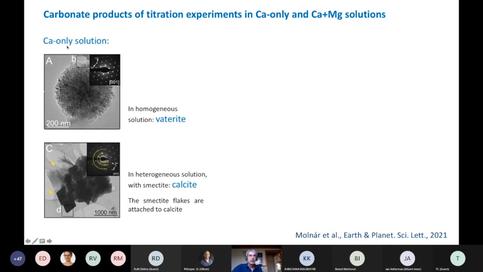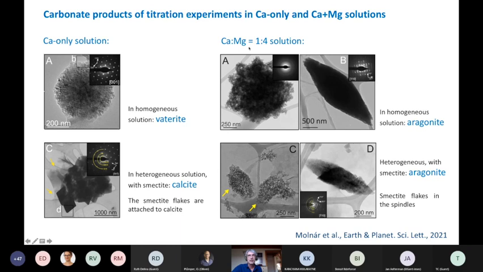This was in a solution that contained only calcium, but in the lake you had also magnesium. So when you try the same thing with a magnesium-bearing solution, the result is slightly different. You don't have calcite, but you have aragonite spindles.